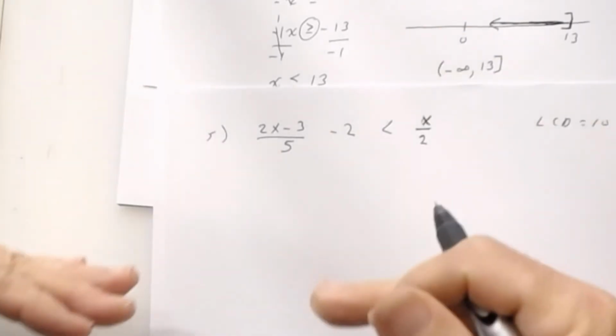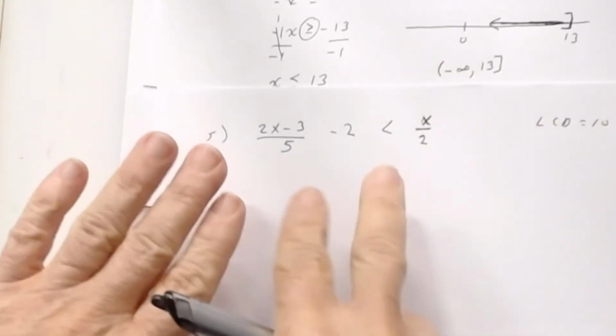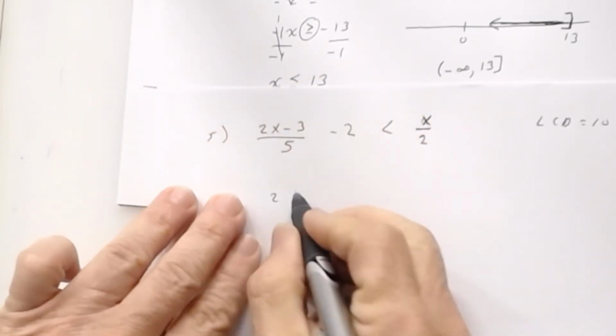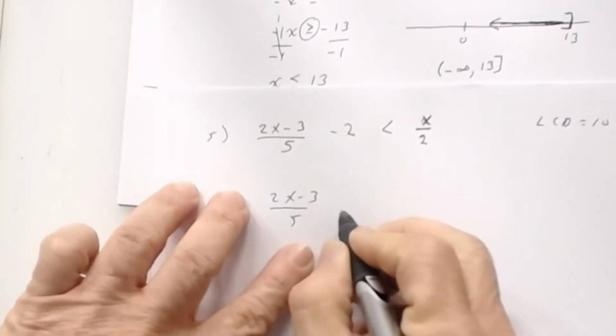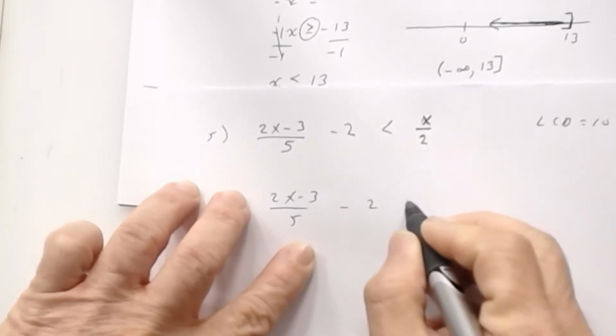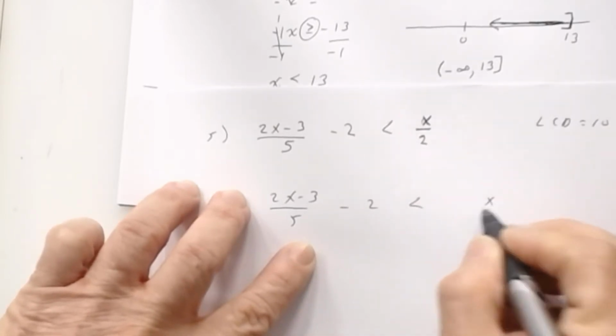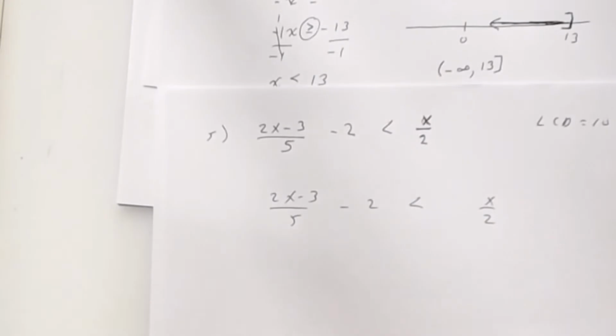Remember the steps I need for you to show me, okay? I'm going to go ahead and rewrite this over. So I get (2x minus 3) divided by 5 minus 2 is less than x divided by 2. Now remember the steps you have to show me.